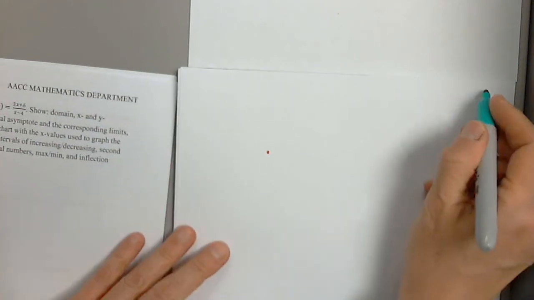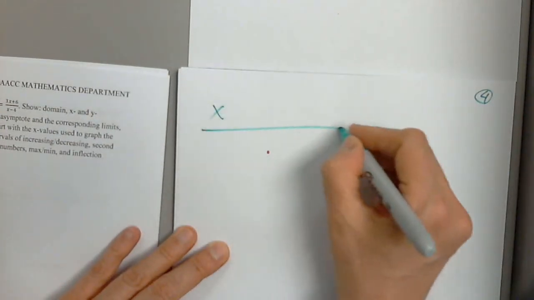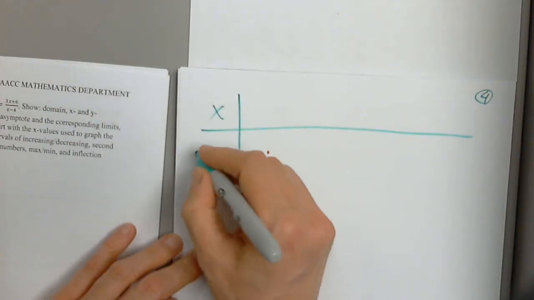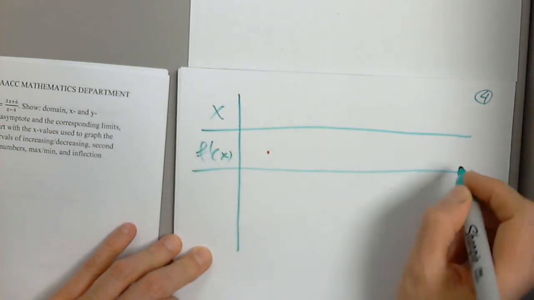So please summarize all the information in the table. That will really help you.